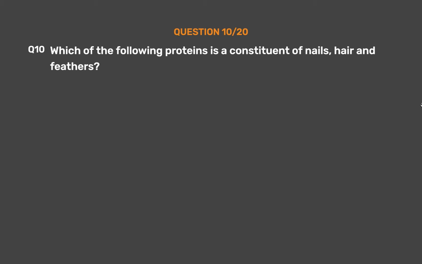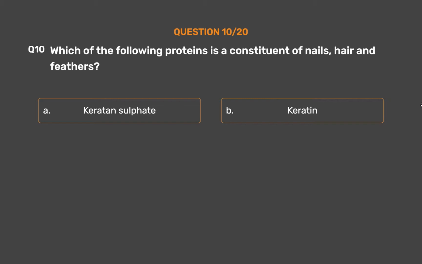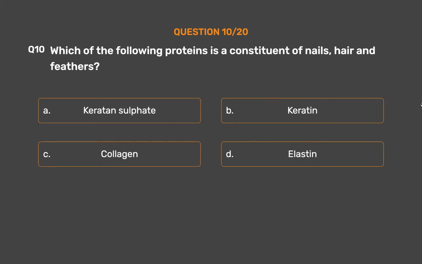Question number 10. Which of the following proteins is a constituent of nails, hair and feathers? Option A. Keratin sulfate. Option B. Keratin. Option C. Collagen. Option D. Elastin.